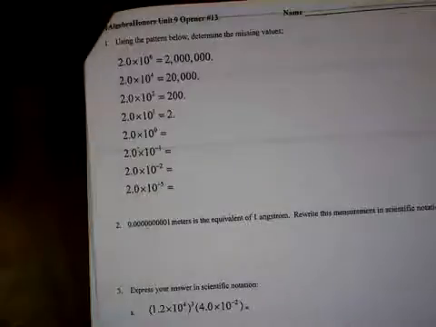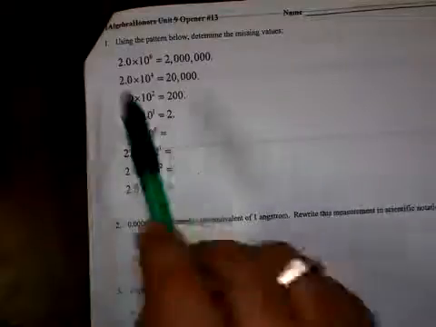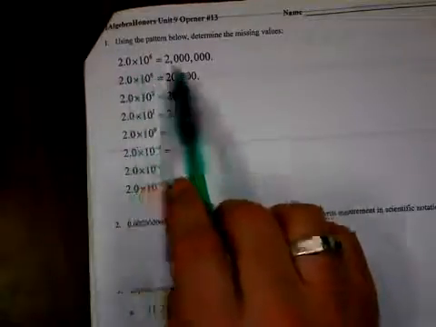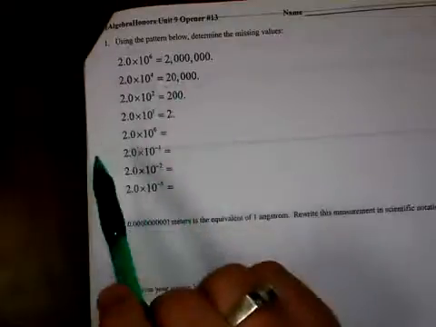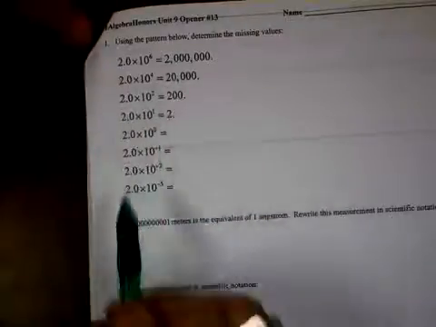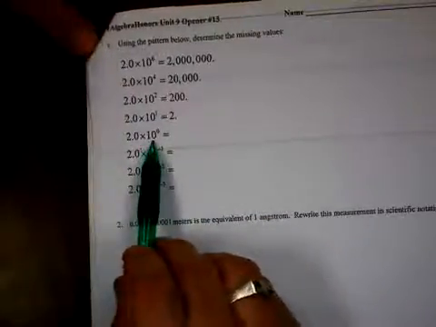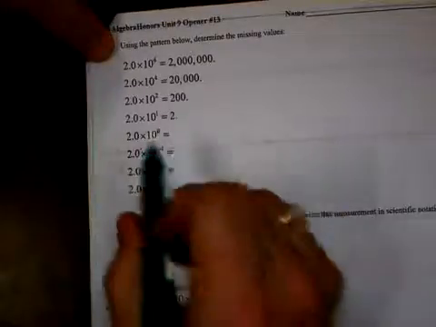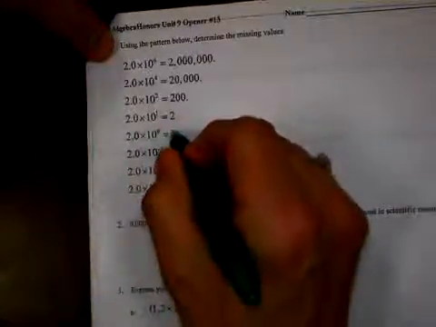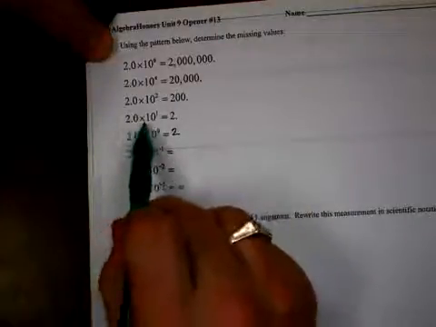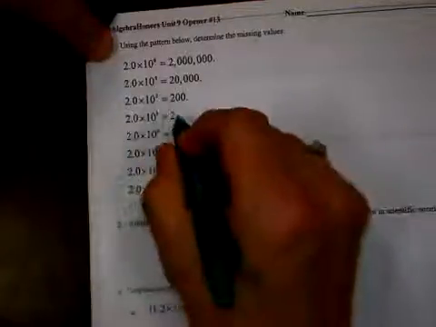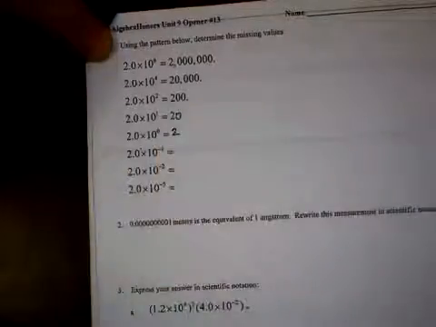I'm up in room West 305, and I'd like to help you solve Algebra Honors Unit 9 Opener number 13. You see that you have 2 times 10 to the 6th giving you 2 million, to the 4th giving you 20,000, etc. down the line. You might know that 10 to the 0 is simply 1. So 2 times 1 is 2. This here, 2 times 10, that should actually be 20 right there. Somehow that didn't get printed right, but there you go.